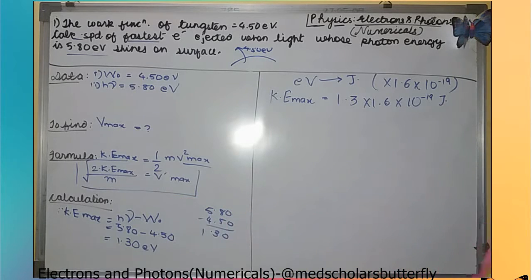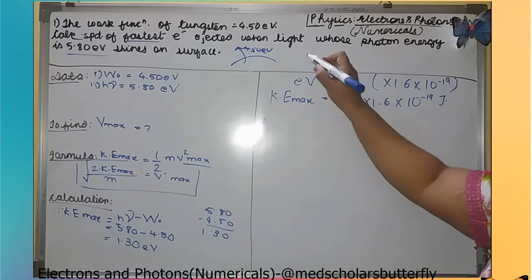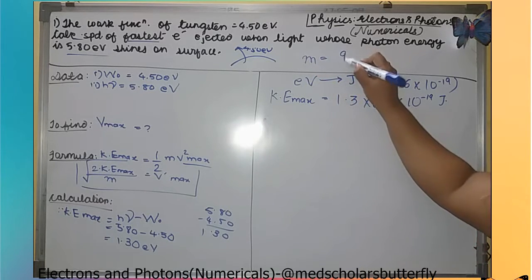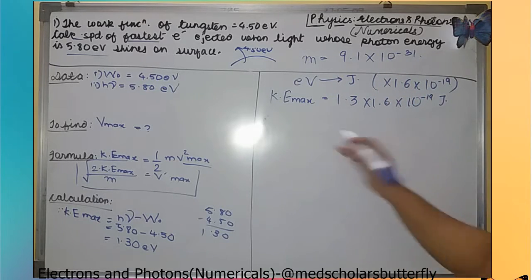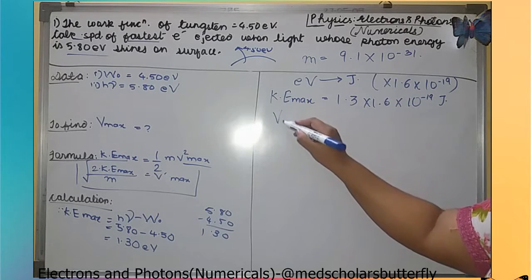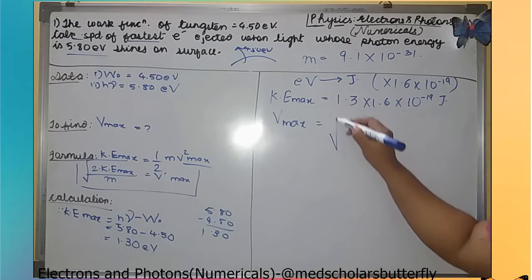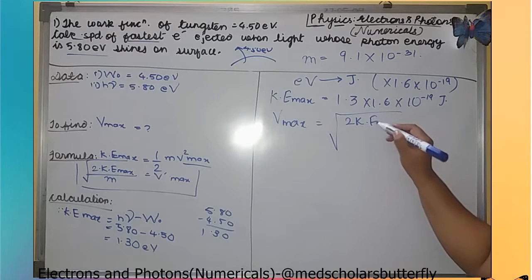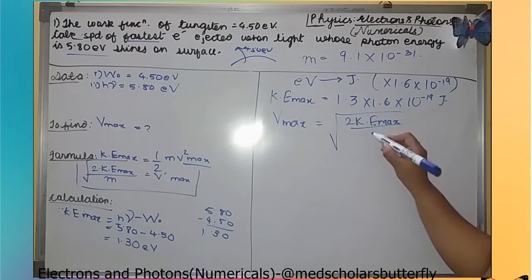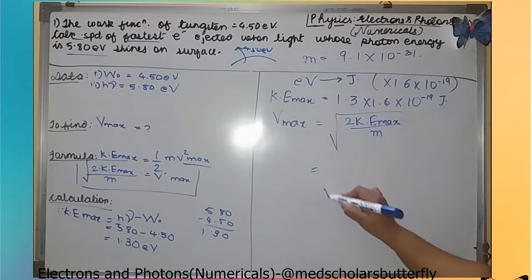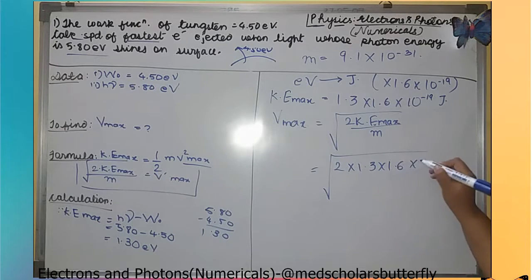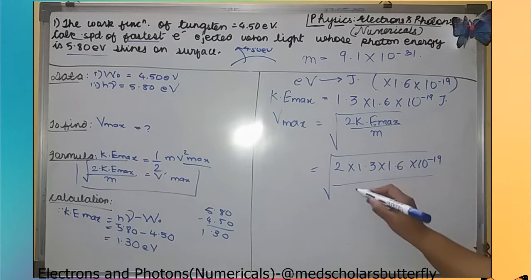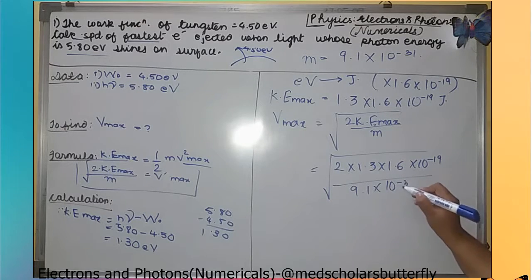Then we will substitute all the values. Kinetic energy max we have found. The mass of the electron is common and constant. Remember, this is nothing but 9.1 into 10 raised to minus 31. So let us first write down the formula. What is the formula for Vmax? It is nothing but the square root of 2 times kinetic energy max upon mass. So this becomes the square root of 2 into 1.3 into 1.6 into 10 raised to minus 19 upon 9.1 into 10 raised to minus 31.